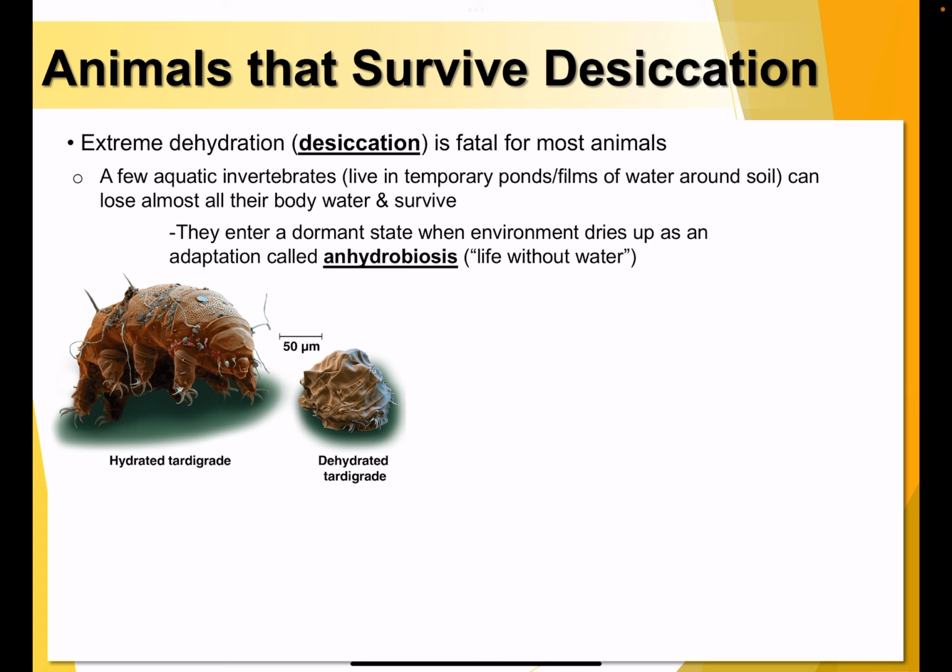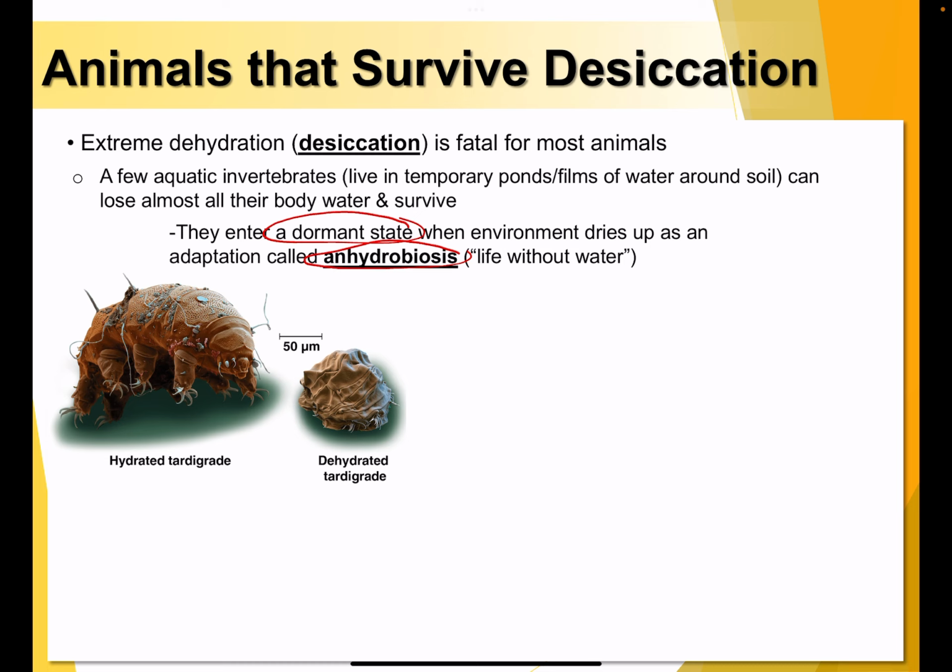Technically speaking, there are a few of these aquatic invertebrates that can lose almost all their body water and still survive. They are not walking around very happy. They are just in what's called a dormant state when the environment dries up. And this is an adaptation that is called anhydrobiosis. An means no or none, hydro means water, biosis means life. So this whole word means life without water.